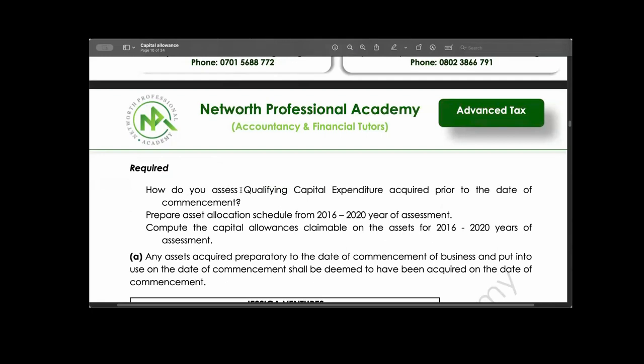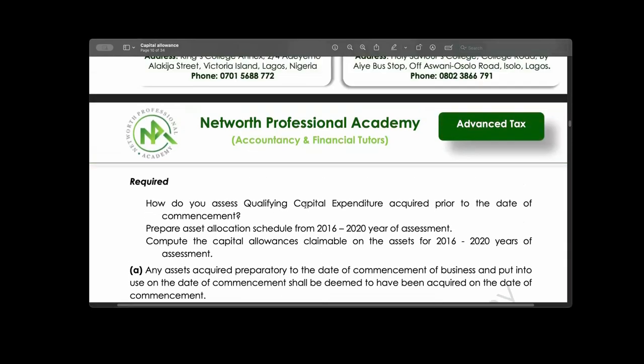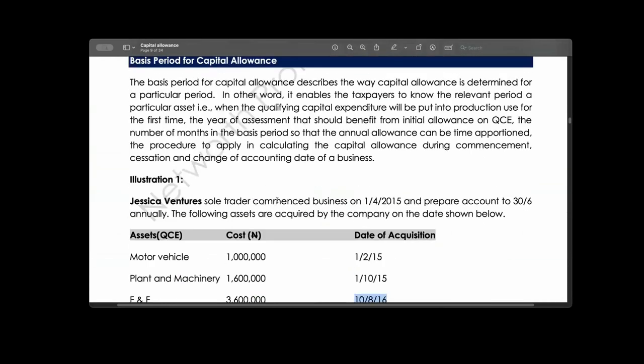Any qualifying capital expenditure acquired prior to the date of commencement shall be deemed to have been acquired on the date of commencement. Okay? So that is the treatment. The examiner in this scenario also asks us to prepare asset allocation schedule from 2016 to 2020 year assessment. Don't forget that this question is on commencement basis. Look at it.